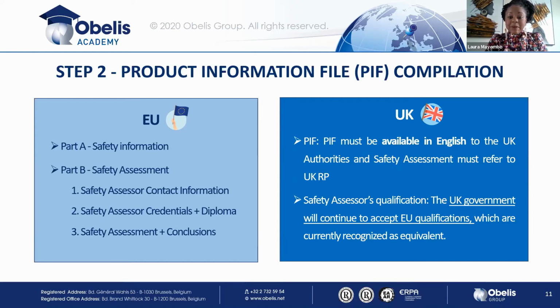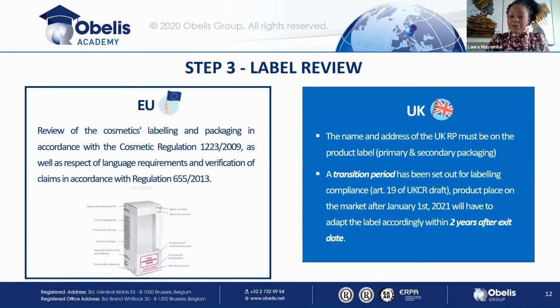Nevertheless, still remember that I mentioned that there will be discrepancy between the ingredients restricted and banned, which might be the huge difference between your two PIFs in both cases. Step 3 is the labeling review. We know that in EU there are requirements regarding language and also regarding the claims. They stay for EU. Now for the UK.